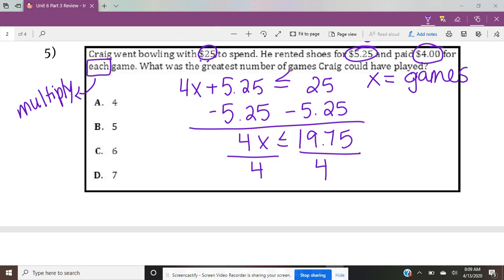Okay, I'm going to divide by 4. So x is less than or equal to 4.9. Now, let's think about this. So it can't be C or D, right? We know that. Also, guys, after this, I'm gonna show you another thing you guys can do for questions like this.